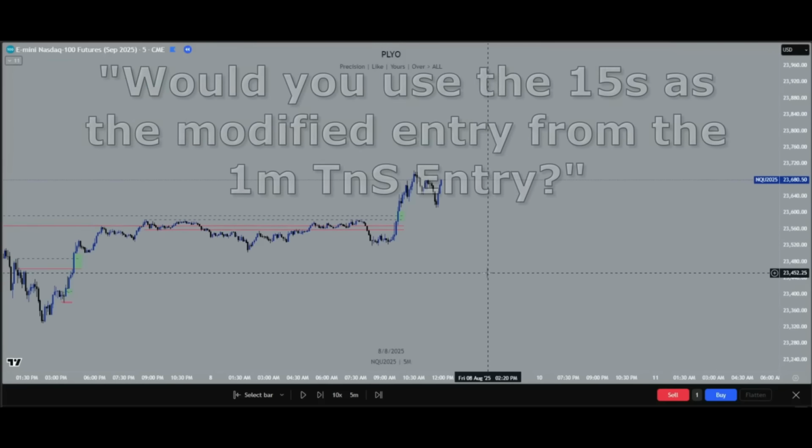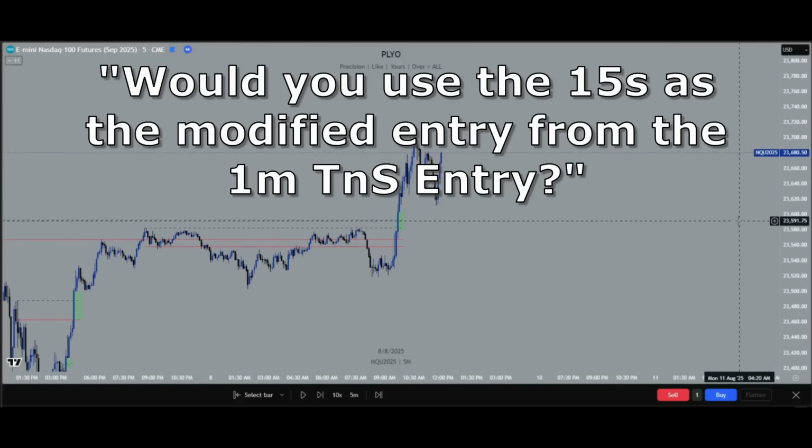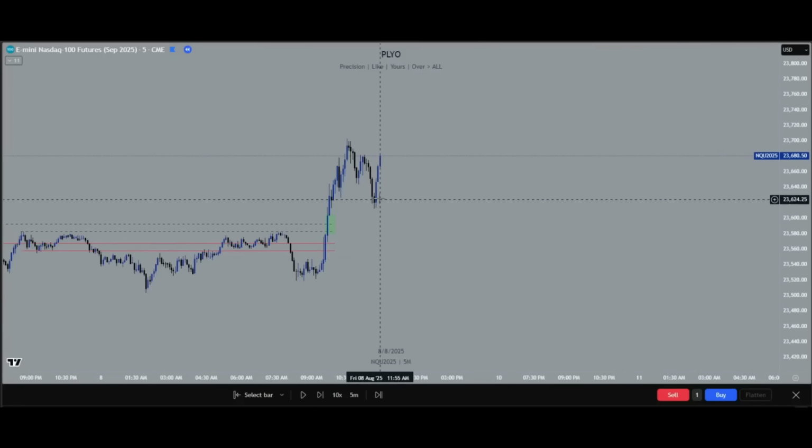Would you use 15-second on the 1 minute? Yes, you could, but the 15-second is a bit less reliable. What I mean by that is that you can't really just trust a 15-second because it's too insignificant. The reason why the 5-minute and 30-second is so good is because the 5-minute is a higher time frame. The 30-second is a lower time frame, but it's not too low. The 1 minute you're already on a lower time frame. Then you go to a 15-second, that's a bit too low to where even if you get that inverse, it could still just be insignificant. So that's why the 30-second would be better.